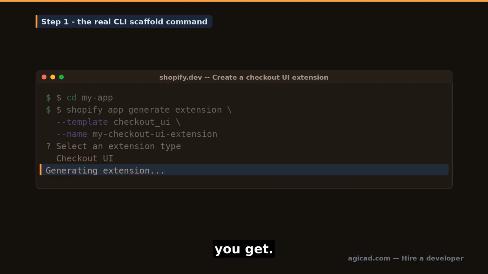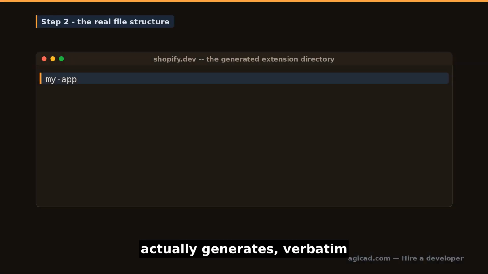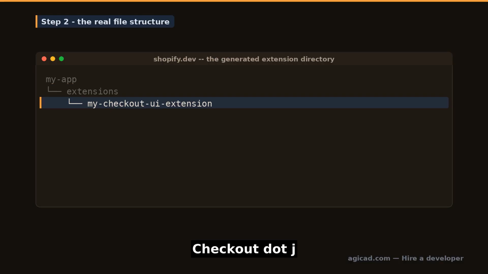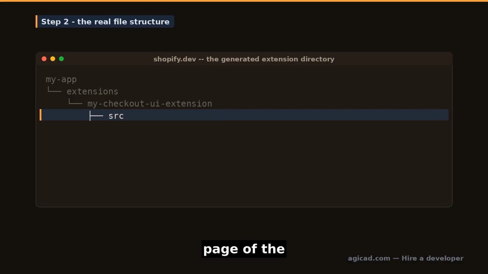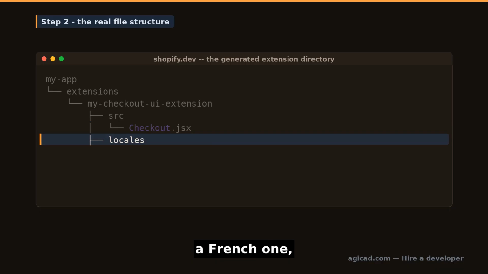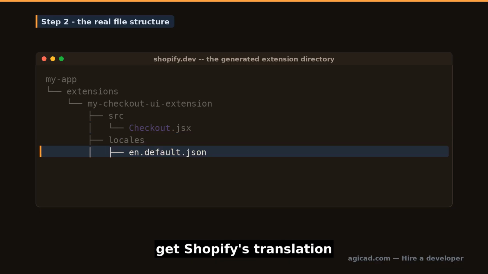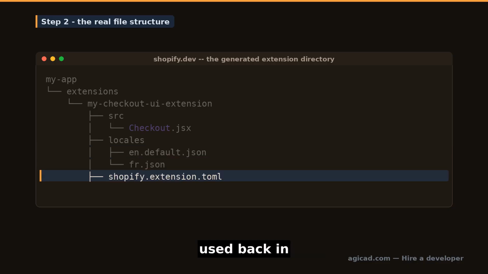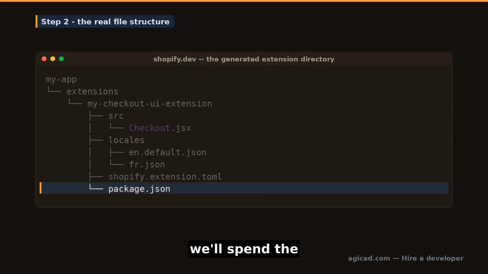What the template actually generates, verbatim from the tutorial. One source file, Checkout.jsx, which is the index page of the extension. Everything renders from there. A locales folder with a default English file and a French one, because Checkout extensions get Shopify's translation plumbing for free, the same pattern Dawn's theme locales used back in part 4. The TOML file, which we'll spend the next 2 scenes in. And a package.json, because this builds like any small JavaScript package.